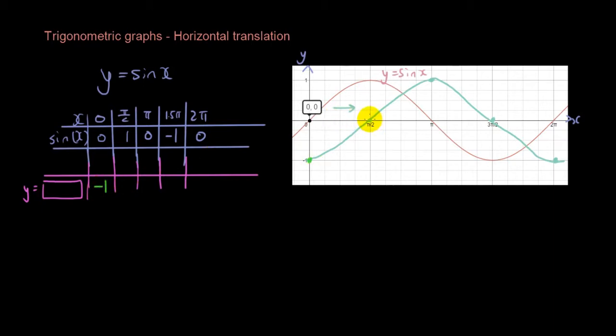When x is pi over 2, y is now 0. When x is pi, y is now 1. When x is 1.5 pi, y is now 0. And when x is 2 pi, y is now negative 1. Okay, so it looks like that.